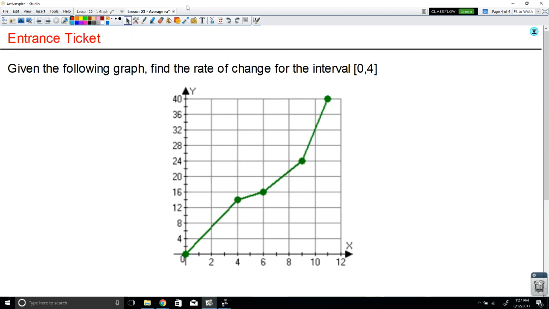So now, here's your entrance ticket. Given the following graph, find the rate of change for the interval 0 to 4.